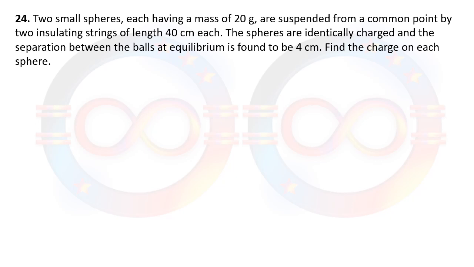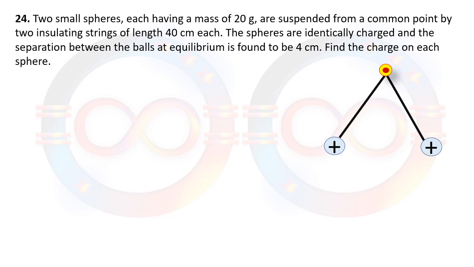In this question, it is saying that two small spheres having mass 20 gram are suspended from a common point by two insulating strings of length 40 centimeter. The distance between these two charges is found to be 4 centimeter. Once again you can estimate the angle from the point of suspension with the vertical axis. It is again going to be 1 by 20, because 4 centimeter, half will be 2, and 40 centimeter is the length of the string. So it will be 2 by 40, it will be 1 by 20.